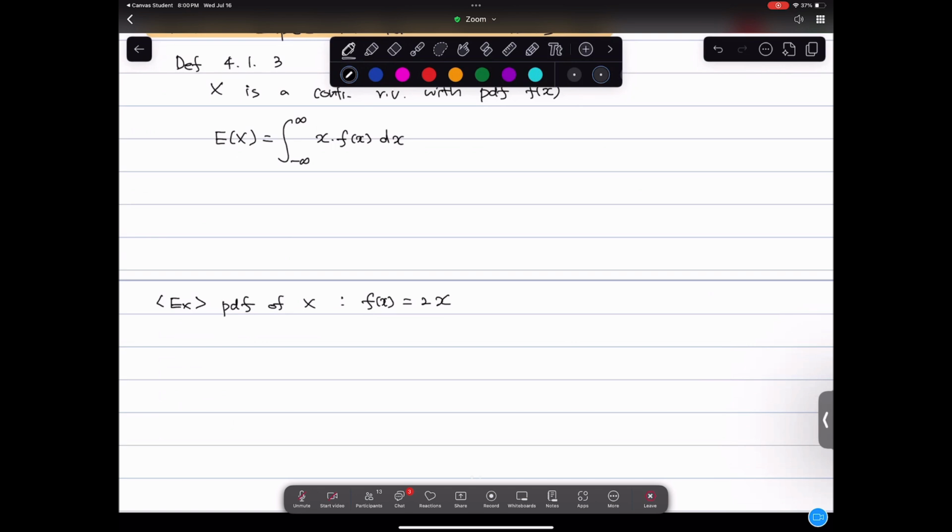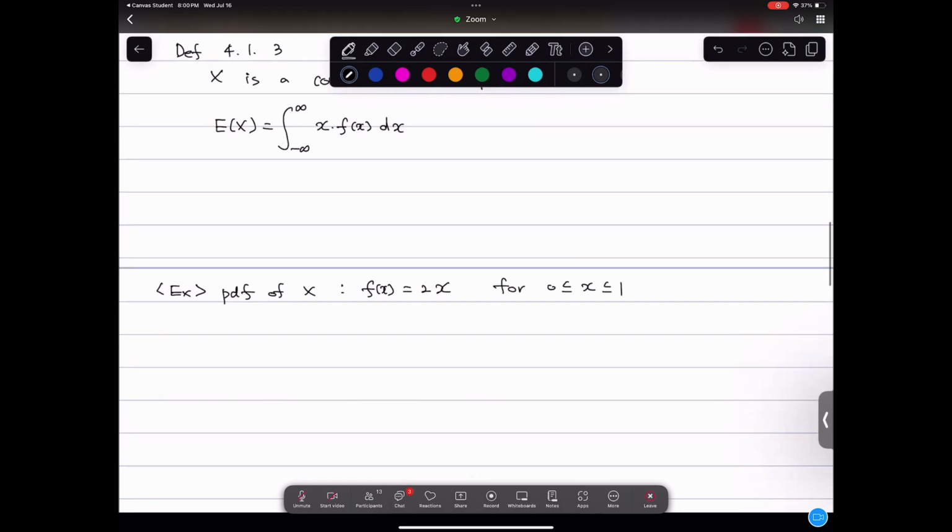So let's get 2x for x going from 0 to 1. So I want my E of x, which equals, you're integrating, by definition, x times f of x. My support is going only from 0 to 1, so I go from 0 to 1, x times f of x, 2x, dx. So that must be from 0 to 1, 2x squared dx. So 2/3. So that's expectation.